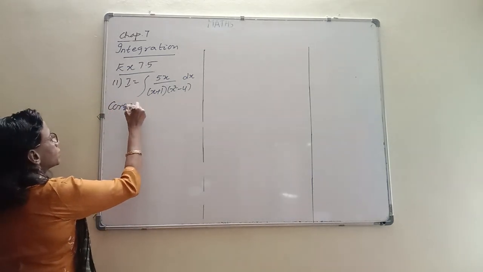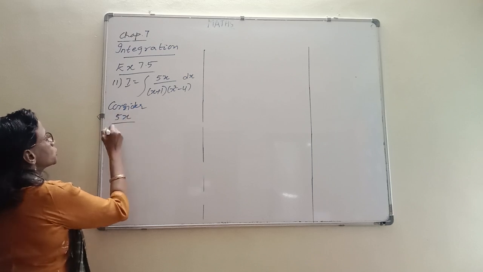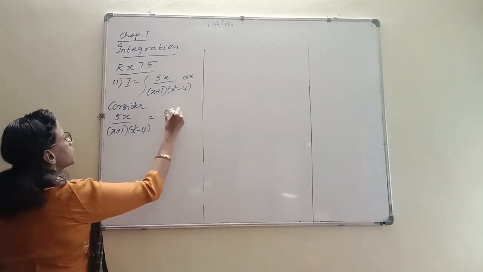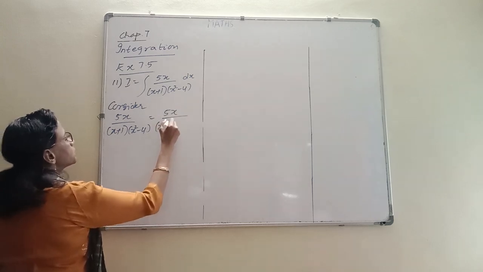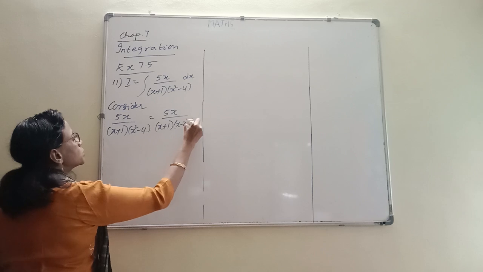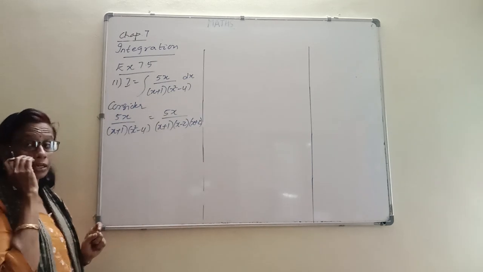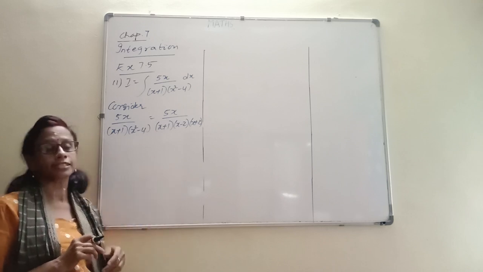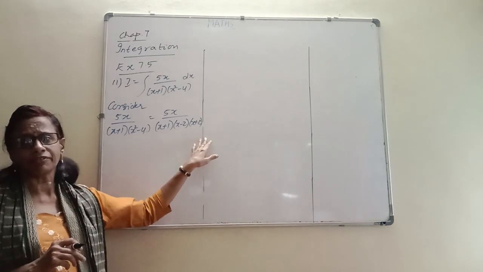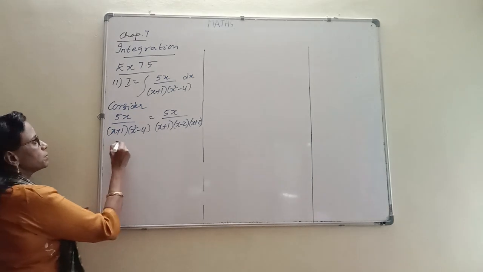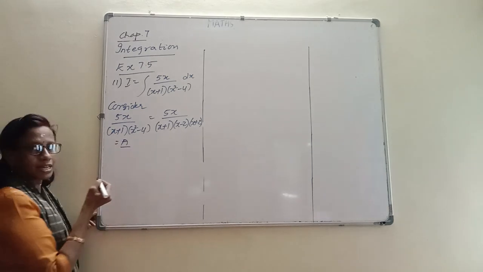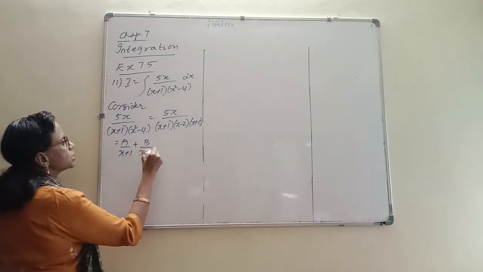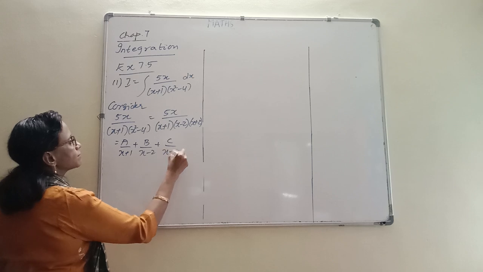Consider 5x over x plus 1 times x squared minus 4. This x squared minus 4 can split up as x minus 2 times x plus 2, because any quadratic of the type a squared minus b squared splits up as a minus b into a plus b. So that's how you get this. Once you get this, these are three linear factors, for which we have a partial fraction. Let's have this assumption. Consider this as A over x plus 1, B over x minus 2, and C over x plus 2. Let's have the substitution.